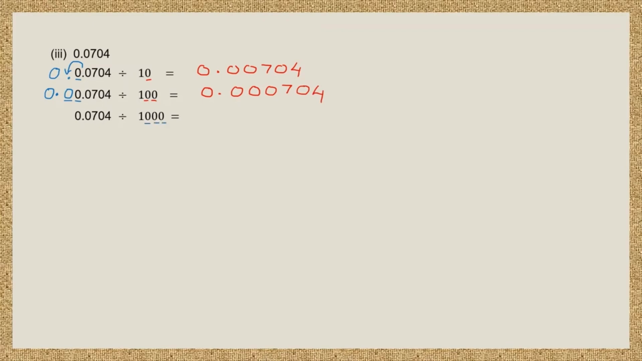Next one, 1000 has 1, 2, 3 zeros. My point has to move 3 places to the left. So 1, 2, 3, and then the point. 0 before that. There's a 0 here and a 0 here. So let's write the answer. 0.0000704. Okay, so I hope you understood that.